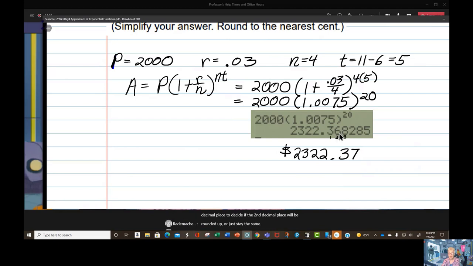8 will round up 6 to a 7. So 6 becomes a 7, and then we drop off the excess decimal places. And that's your answer.